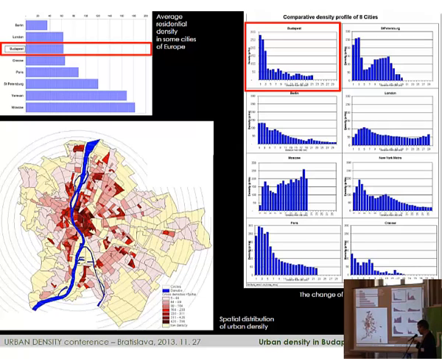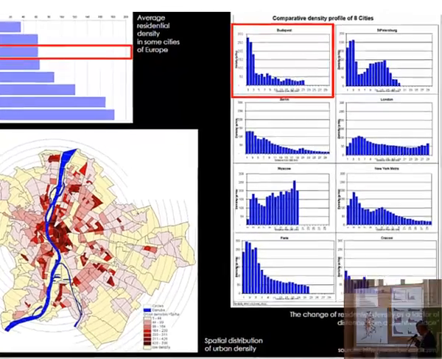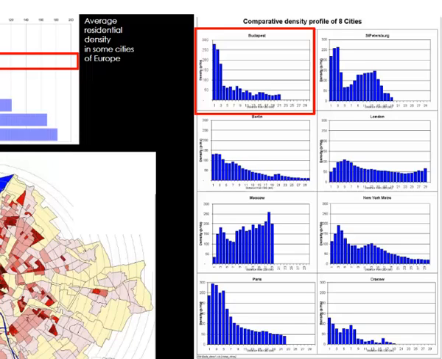I would also like to talk very, very shortly about the spatial distribution of urban density in our city. If we look at the general overall residential density of the city, it's relatively low. It's not higher than, for example, Krakow or London.